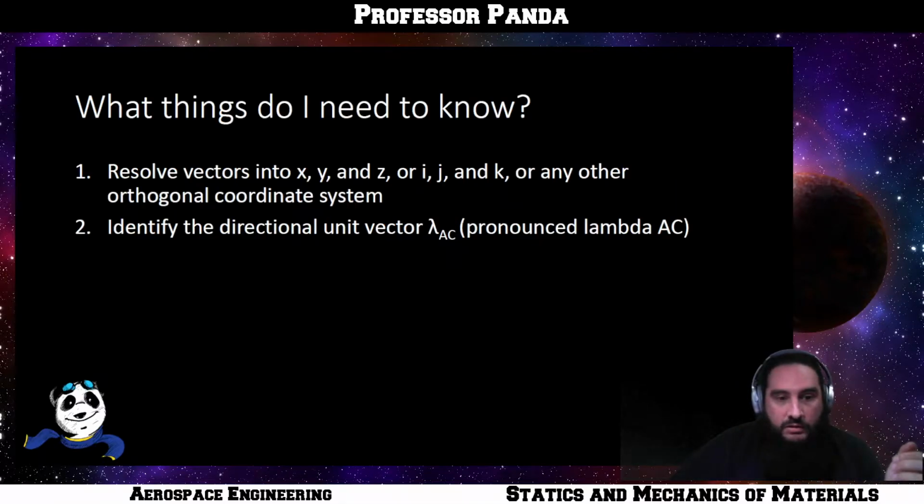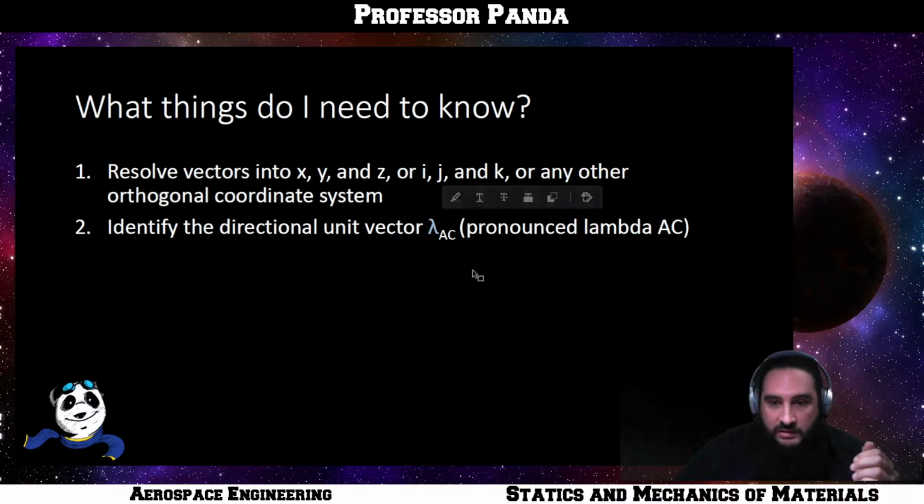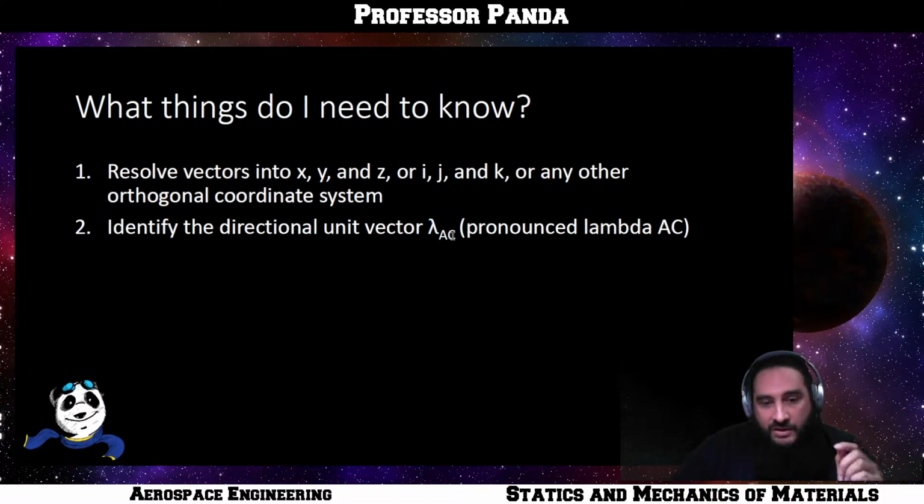Okay. So, last week we resolved vectors into x and y. This week we are going to identify the directional unit vector lambda AC, or lambda sub AC. AC doesn't really matter what letters they are, as long as they're from the first point to the second point. That's how we come up with those, but AC can be any two letters. So that's going to be the big crux of the second problem today, is identifying the directional unit vector.